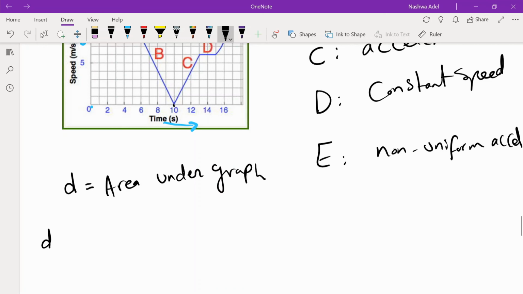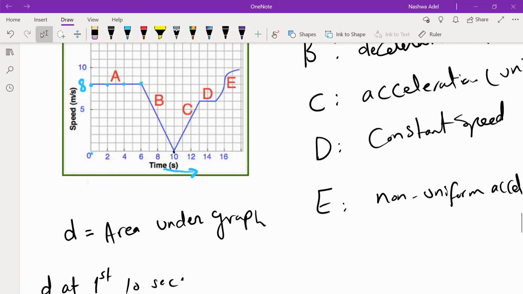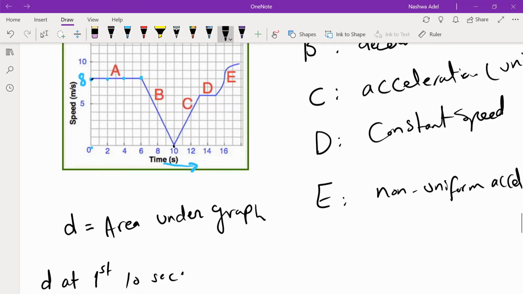So let's suppose we need to calculate the distance in the first 10 seconds. So here from 0 to this point. So we need to calculate the area under this line, all this area. So here we draw a line like this one, and calculate the area of this triangle plus the area of this rectangle.